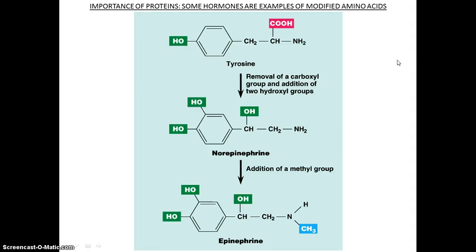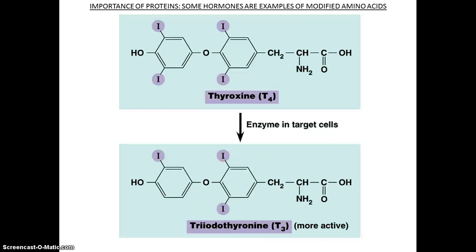Another important group of proteins are hormones, and these are some modified amino acids. So here, for example, you have tyrosine. When you remove the carboxyl group and add two hydroxyl groups, you have another messenger called norepinephrine. And if you add a methyl group, it becomes epinephrine. Here, for example, you have thyroxine, which is found in your thyroid. And if you remove another iodine group, then it becomes T3, which is more active.